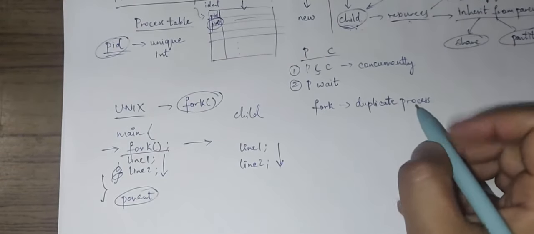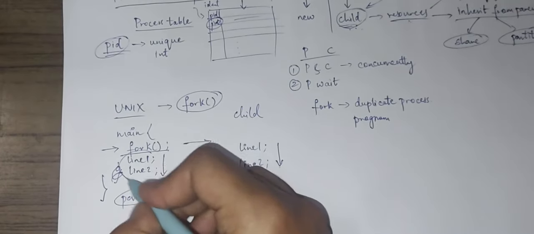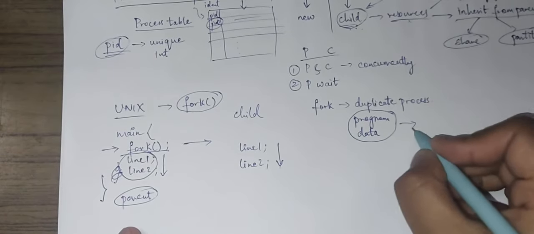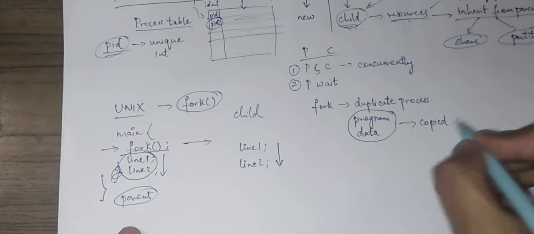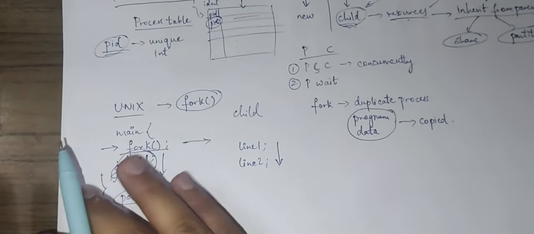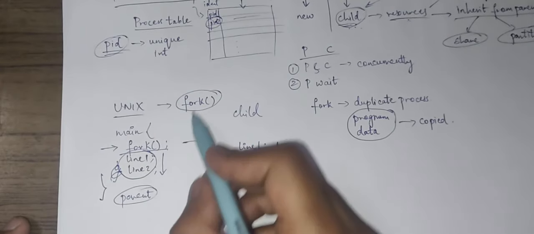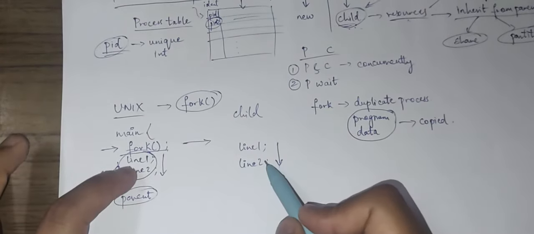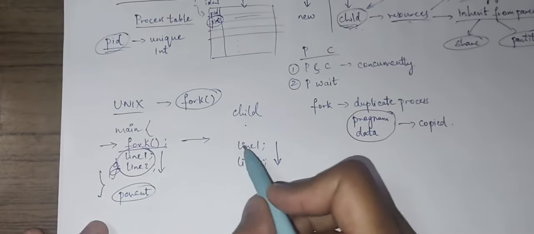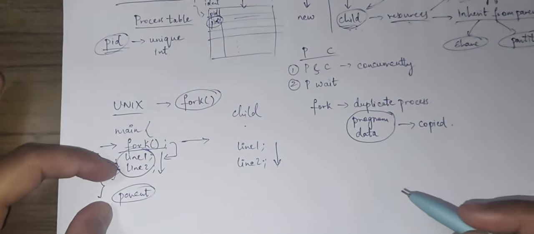When we say duplicate process, here the program part, which is this part, and also the data part, both of these are actually copied to the child. So these will be copied. So this is how fork usually works. It basically creates a duplicate process from the main process. So once the fork is called, both the parent and the child would be in execution. They will continue their execution from the next line after fork.